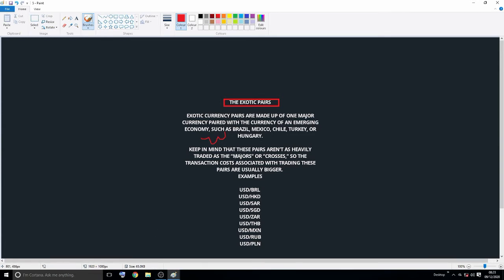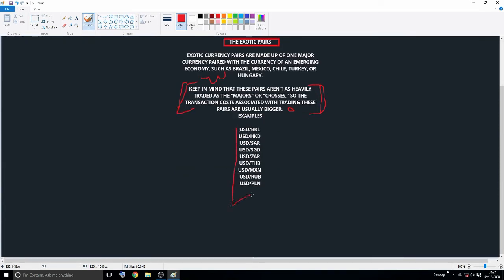Keep in mind that these pairs aren't as heavily traded as majors or crosses, so the transaction costs associated with these pairs are usually bigger. They are not traded as much, so they have a higher spread or they are expensive to trade, since we know that some brokers charge commission, some charge spread. So these are examples of these pairs.